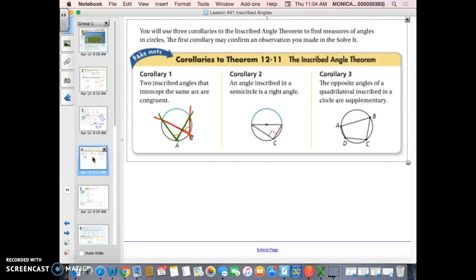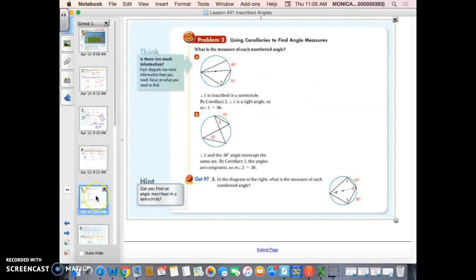And then lastly, the opposite angles of a quadrilateral inscribed in a circle are supplementary. So that means that angle D and angle B are supplementary. Angle A and angle C are also supplementary. All right, so let's look at what we got here.